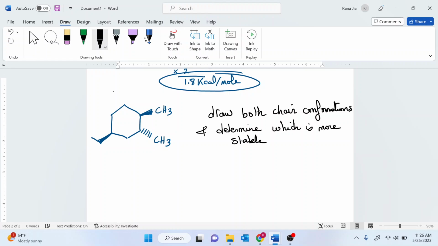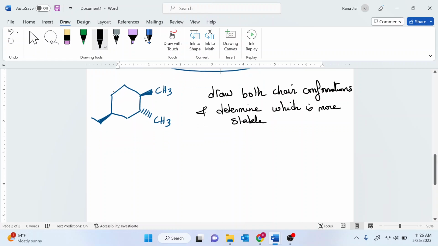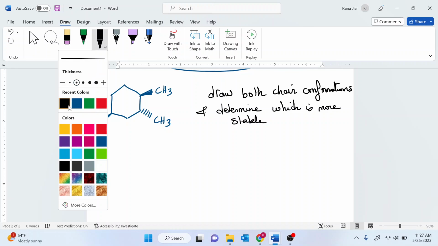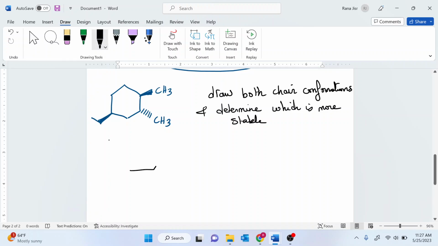Now, in this case, you're going to go ahead. We don't care where to position the group. So you're going to go ahead and position those groups, do a chair flip, and then choose the compound that has more substituents on the equatorial position rather than the axial position, and make that more stable. So we're going to start by drawing the chair conformation.